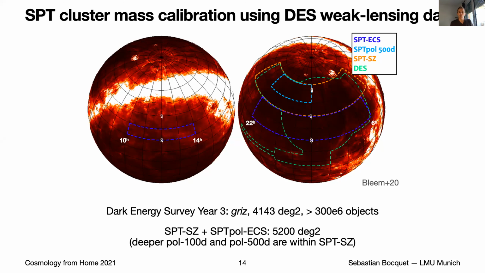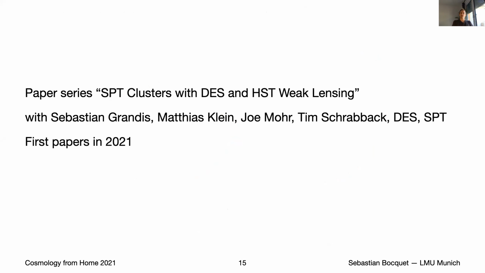What we're currently working on, and what I'm specifically working on, is a paper series of SPT clusters with DES and HST weak lensing. This work is mainly done in collaboration with Sebastian Grandis, Matthias Klein, Joe Mohr, Tim Schrabback, and of course many folks in the Dark Energy Survey and SPT collaborations. We expect first papers to be out by the end of this year, so fingers crossed.